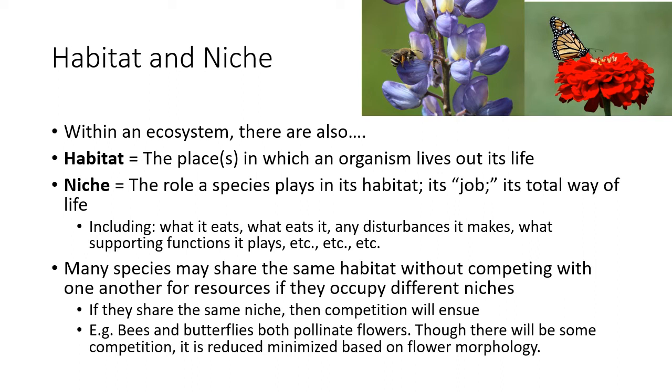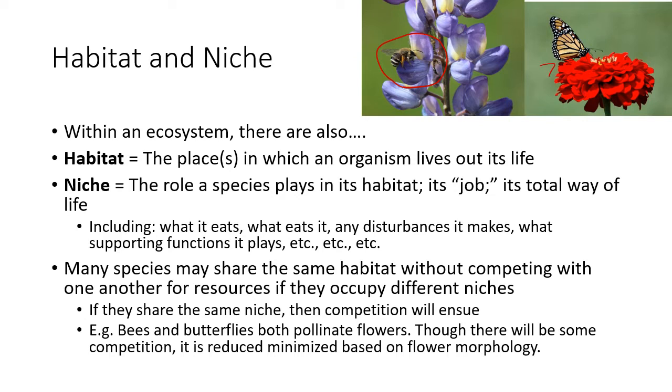But they will minimize competition based on flower morphology. Bees tend to like blues, purples, whites, some reds, yellows in their flower colors. They tend to have a certain shape that is specific for bee-pollinated flowers, whereas butterflies see red really well, and bees don't see red quite as well as butterflies. And butterfly flowers tend to have different morphology.